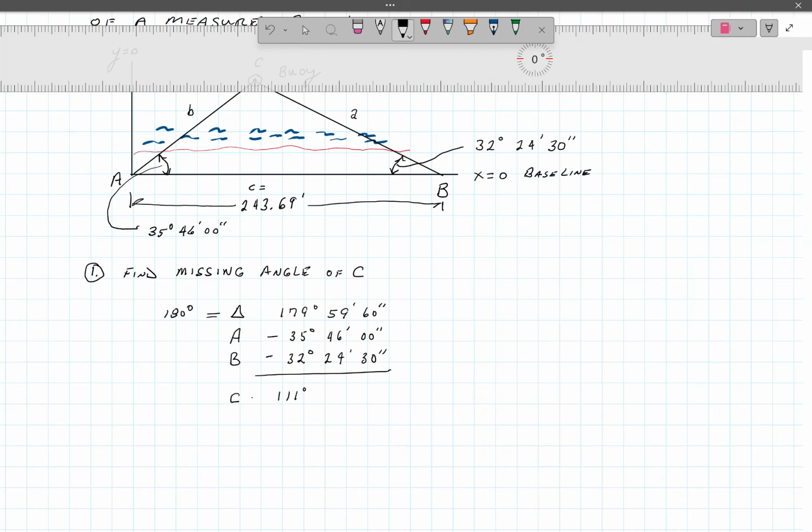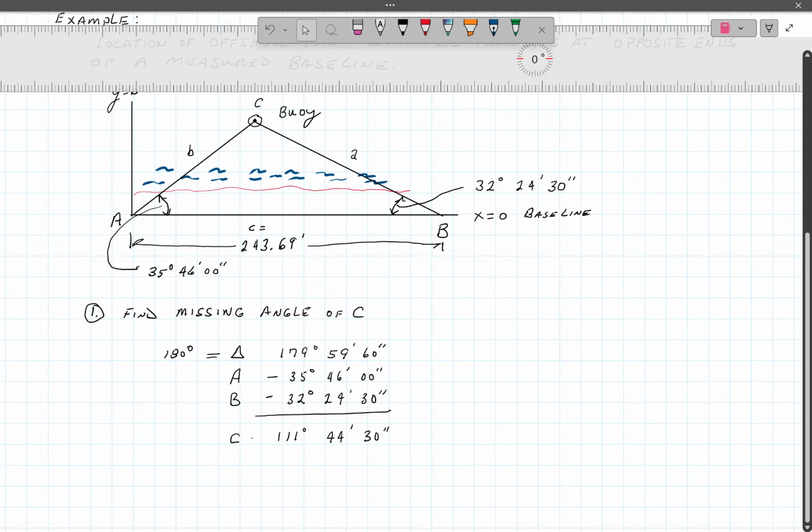111 degrees, 44 minutes, and 30 seconds. Okay, let's make those 4s look like 4s. Okay, so there's our angle C. Now, we've taken care of that.